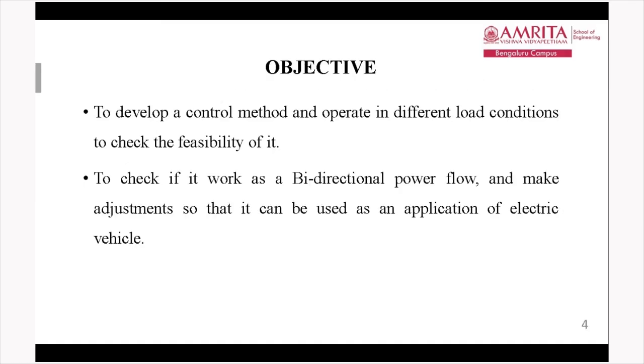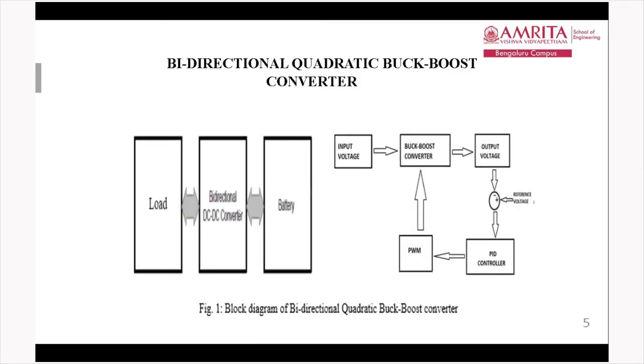So my objective is to develop a control method and operate in different load conditions to check the feasibility of it, to check if it works as a bidirectional power flow, and make an adjustment so that it can be used for the application of electric vehicles. On the left hand side, we can see the block diagram of the buck boost converter. Power flow is from load to battery and battery to load. And on the right hand side, we can see the closed loop control block diagram.